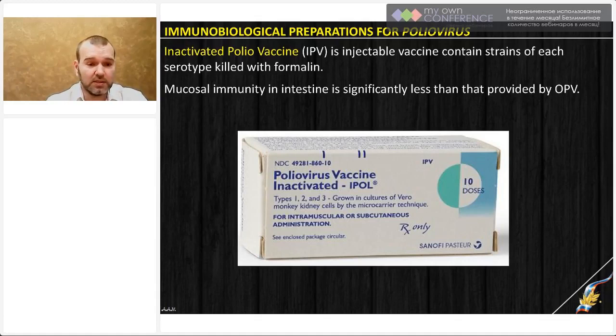So kids who are vaccinated with the injectable and inactivated vaccine still can have local disorders caused by poliovirus. They can have intestinal disorders, and they can act as a carrier of the disease. So they cannot have systemic infection, and they will not have paralytic disorders. But GIT infection caused by poliovirus is still possible, and they can spread the disease to unvaccinated people.